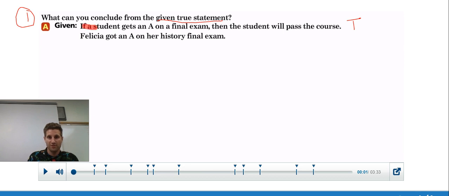We have: if the student gets an A on the final exam, we'll call that the hypothesis, P. And then the student will pass the course, that's the conclusion, and we call it Q. Felicia got an A on her exam, that's the P, so what must be true?